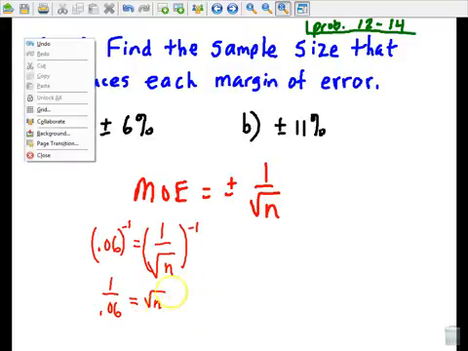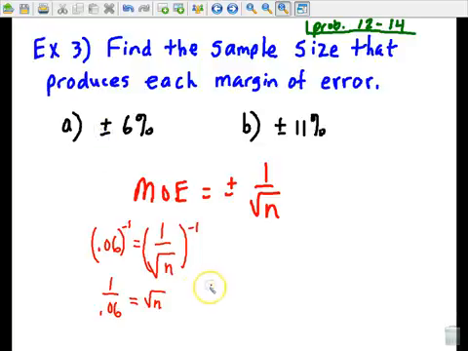Okay, so how do we solve for n? Well, that's pretty easy. We've covered this before. We just do the square root of both sides, or not the square root, squaring both sides. My answer is literally, in my calculator, I'm going to do 1 divided by 0.06. And I'm just going to use parentheses around that: 1 divided by 0.06, close parentheses. And then I'm going to raise that to the second power.